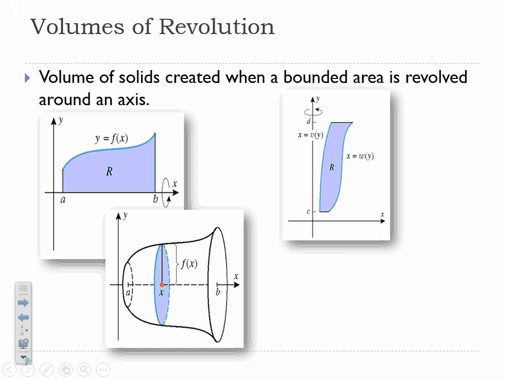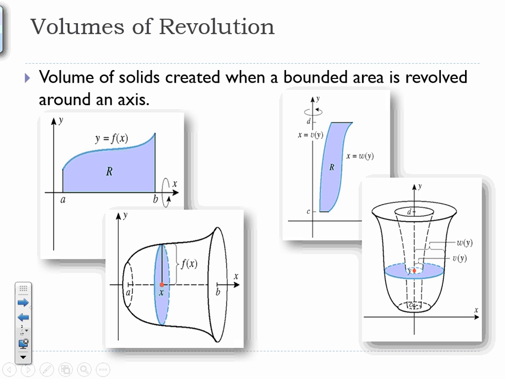If I take this region right here and I rotate it about the y-axis, I get this solid with this hole in the middle, right? Because we're rotating about the y-axis, so wherever there's that gap, we get a hole. All right, so today is the disc washer method.